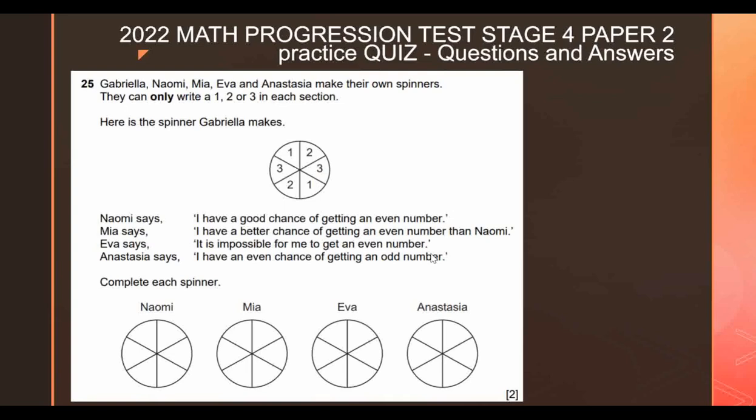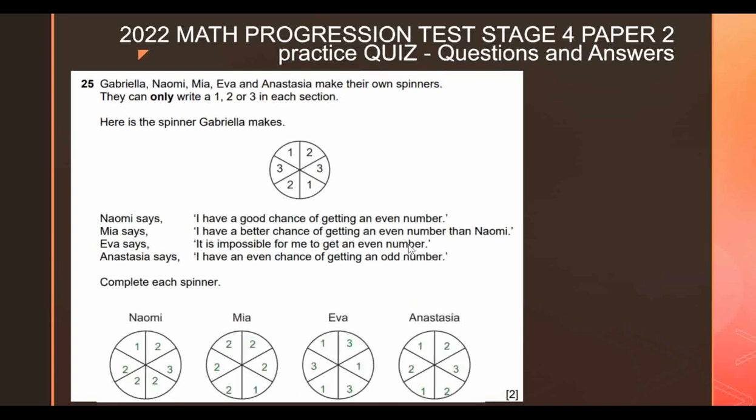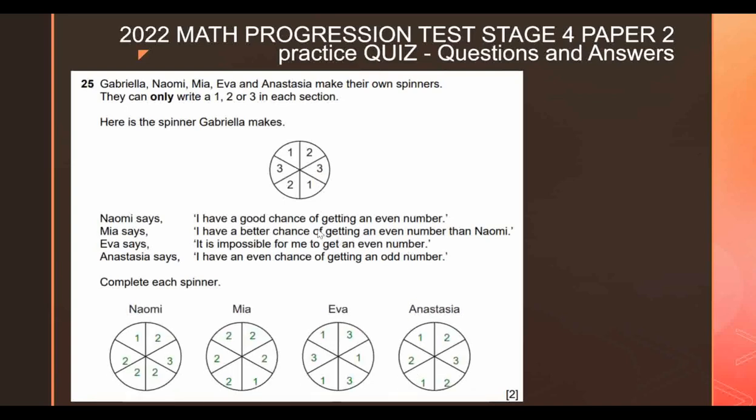Well, you may pause this video if you have not finished yet. Now, let's reveal the answer. Naomi says I have a good chance of getting an even number. It means more than 50% chance. So we put, this is just an example, 1, 2, 2, 2 and 1, 3. So even number is 2, a good chance.